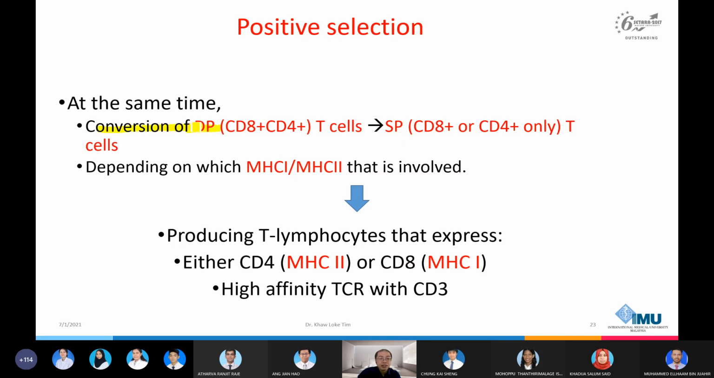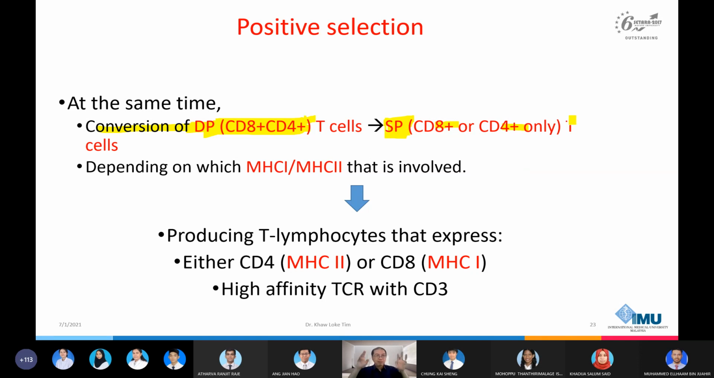At the same time, these double positive cells need to decide which one to specialize in, either as CD8 or CD4. You need to choose one pathway. I know in med school, in IMU or anywhere, can you do both med school and dentistry at the same time? Do you think it's possible? No, doctor. In terms of cost, also not feasible, right?